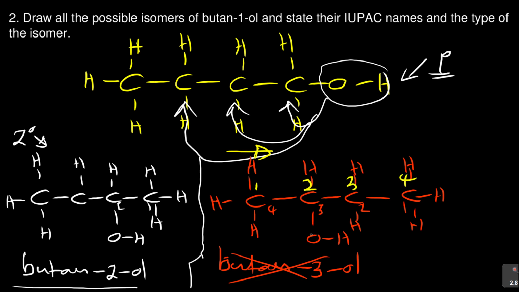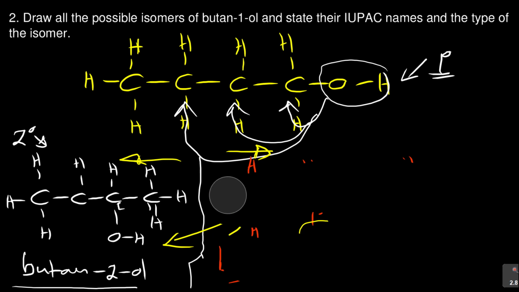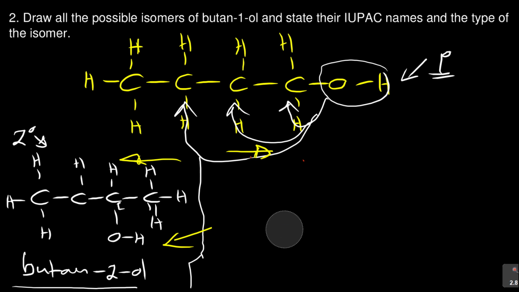What's the name? In carbon number 2, there is the OH group. This is still butane 2-ol. So guess what? They tricked you. These molecules are the same. Just that this one we're reading it from left to right. This one I'll read it from right to left. So be careful of such. Okay. I hope you're able to pick that up. That was a bonus for you to show you.